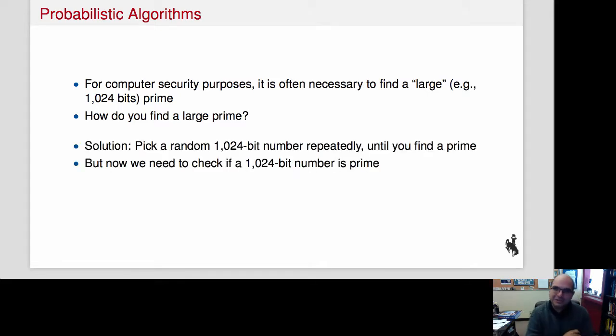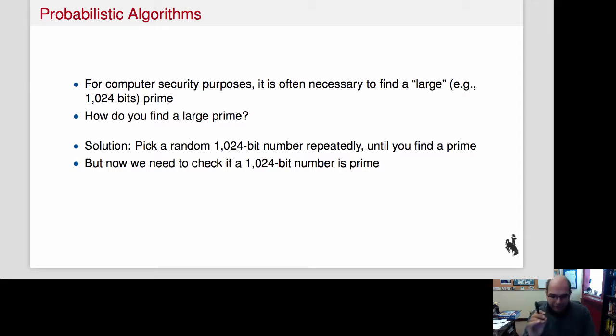Okay, so here's the solution. It's amazing that this works. Let's just randomly pick a 1,024-bit number. And how hard is that to come up with? Pretty easy. Just flip 0, 1, 0, 1, 0, 1, and so on, 1,024 times. There is a random 1024-bit number. Okay, and then we'll just check. Oh, do we happen to guess a prime number? If we did, fantastic. That's our prime. If we didn't, try it again.